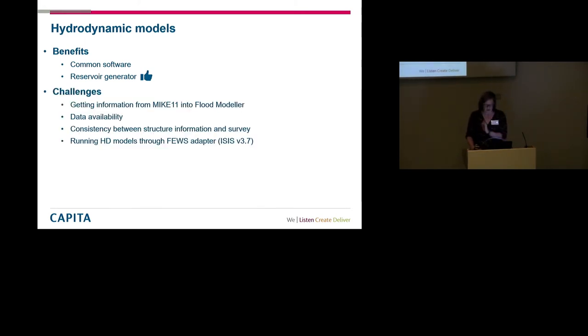So some of the challenges that I've come across, other than getting the models from Mike 11 into Flood Modeller, one of them in converting the hydrodynamic models is all the structure data and the operational rules. And this isn't a reflection on Flood Modeller, this is a reflection on data. So topographic survey often doesn't match what's in the Mike 11 models, and sometimes the structures in the mapping models are also different. So we had three types of structure information.